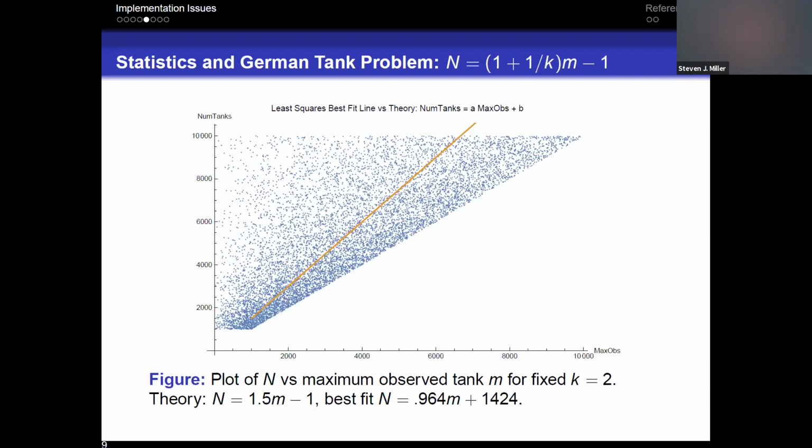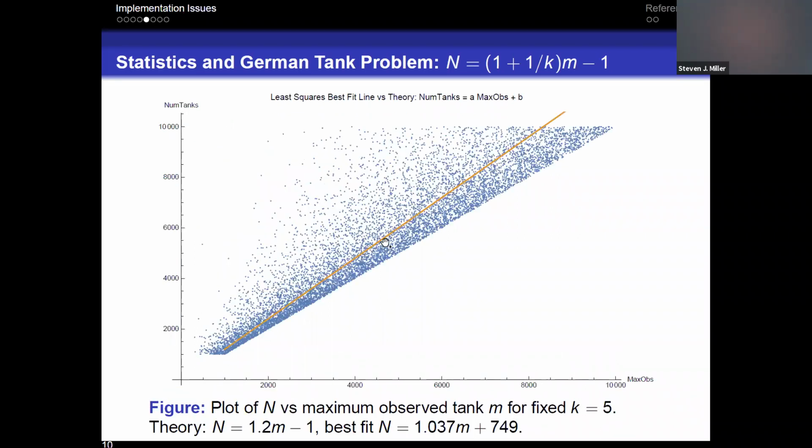Now looking at k equals 2, again we have an issue. The best fit line should be n is 1.5m minus 1. We've got 0.964. It's still less than 1. So there are some issues. It's an interesting question as to how these dots are distributed. I'm choosing different values of n. Why do we have more things here than there? Well, this is being spread out over a shorter region.